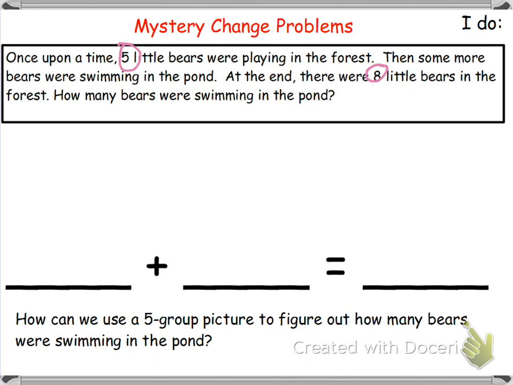Now we're going to underline our question, which is how many bears were swimming in the pond. Now we're going to box in some important words. So we know that there were 5 little bears. It's important to box this in because we need to know exactly what it is that we're looking at with these numbers. There's also some more important words, like 5 little bears are playing in the forest. It's important to box it in.